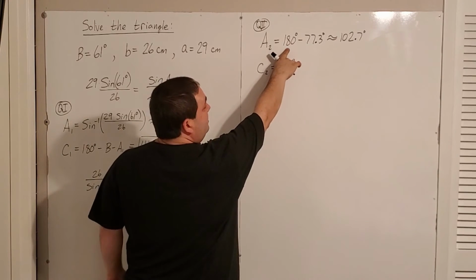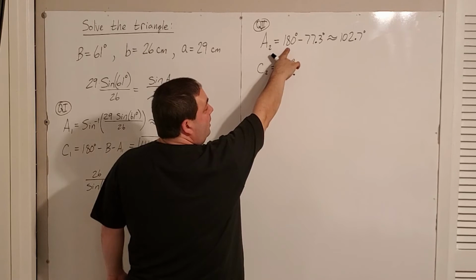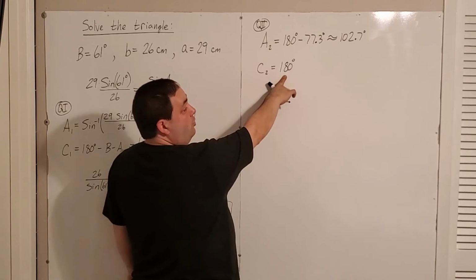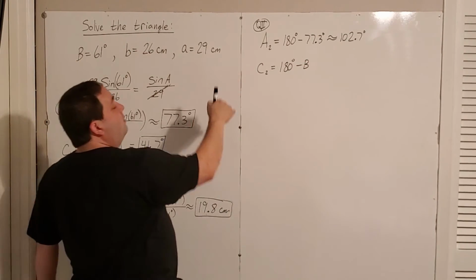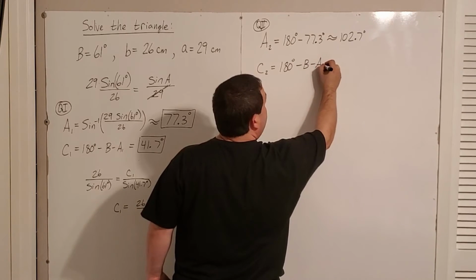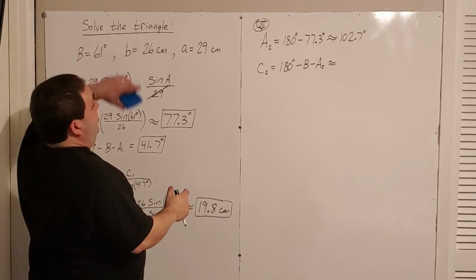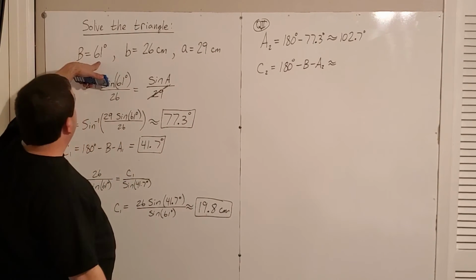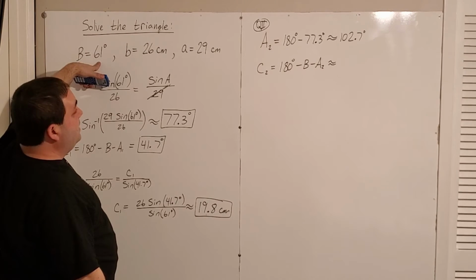180, not because of the same reason. The 180 before was because of solving the equation. This is a 180 because of three angles in a triangle, minus B, which is the angle they share, minus A2. So let's see. A2 is 102.7, B is 61, so that's going to be 163.7.